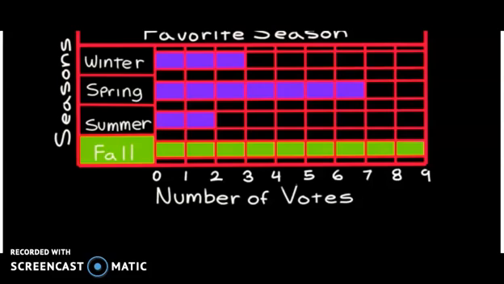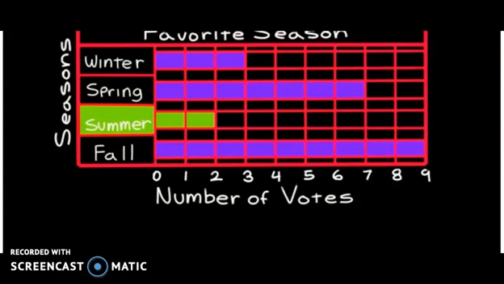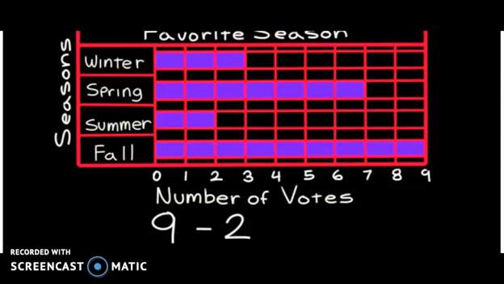Fall got 9 votes, and summer got 2 votes. If we are comparing to find how many more, that means we need to write a subtraction equation. So we have 9 votes for the fall minus 2 votes for the summer. That equals 7. 7 more people voted for fall than voted for summer. Graphs are so cool. They have so much data we can reason about. What problem would you write about this graph?